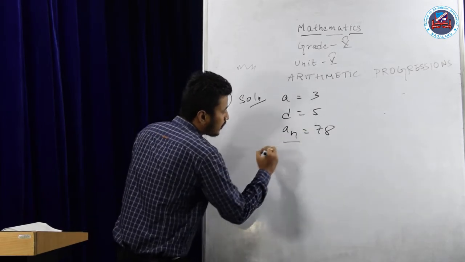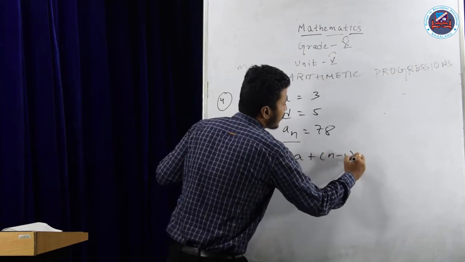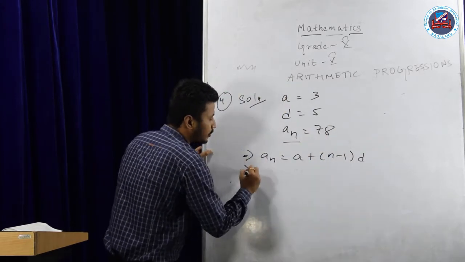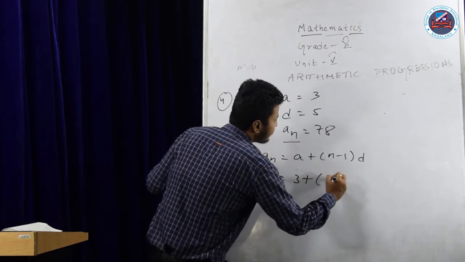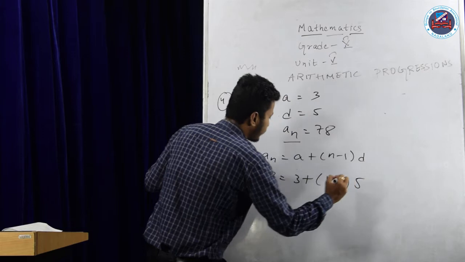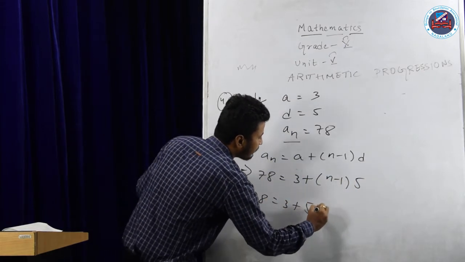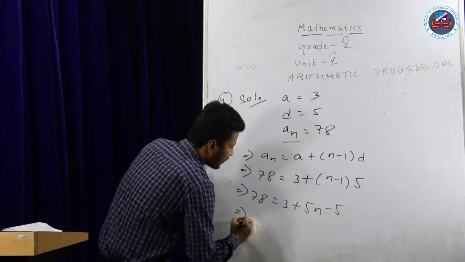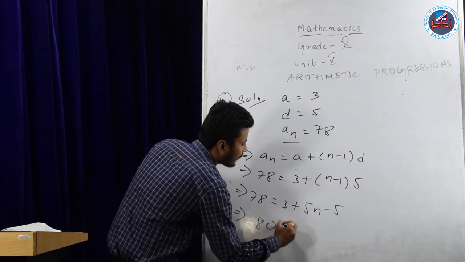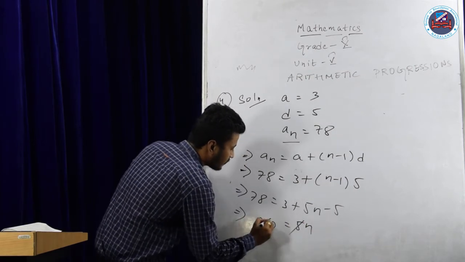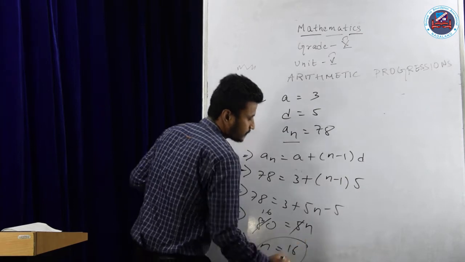So you will put in this formula, an equals a plus n minus 1 into d. Put all the values. 78 equals 3 plus n minus 1 into d, d is 5. 78 equals 3 plus 5n minus 5. What is the answer you will get here? 78 plus 2 equals 5n, that is 80. What is the value of n? N value is 16. This is the answer.